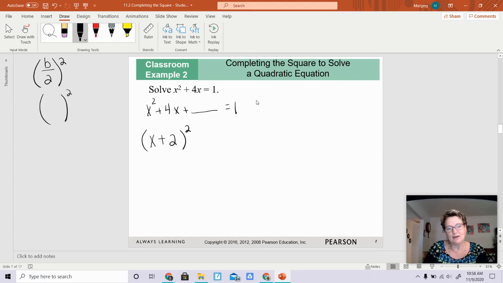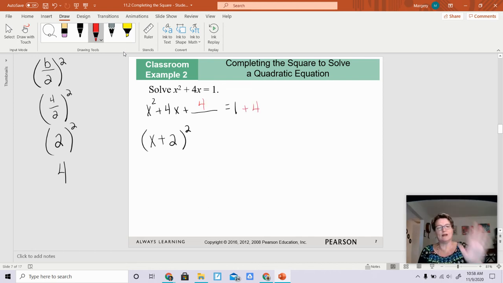My b value happens to be 4. When I square that, well, 4 divided by 4 is 2. That's why there's a 2 here. Now, when I square that, I get 4. So I'm going to actually put a 4 here, and then I'm going to also add a 4 to the other side, because whatever you do to one side, you must do to the other side.